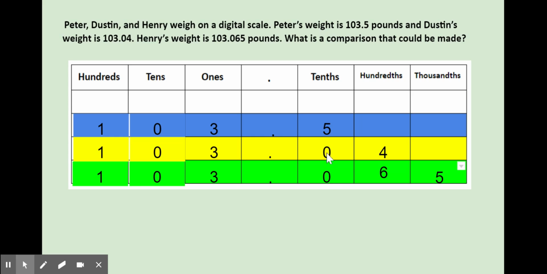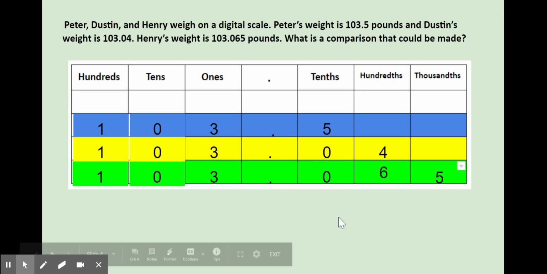But since these two are the same, then I would move over to the next place value, and then I have a 4 and 6. So 6 is larger than 4. So 103 and 5/10 is the largest number. The next largest number is 103 and 65 thousandths, and the smallest number is 103 and 4/100ths.